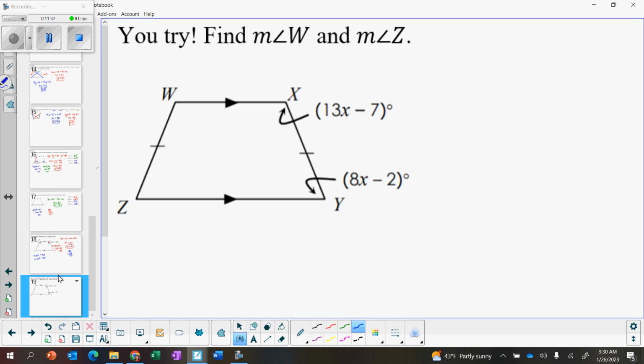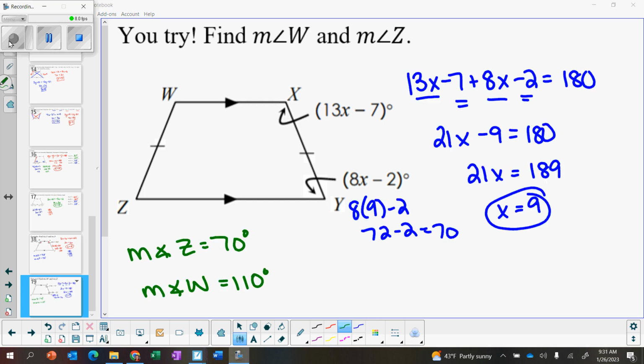So this is the last problem. Try it, pause when you're ready to see the answer, hit play. All right, so this time we were given consecutive angles, not base angles, so we add them to 180, solve to get x is 9. I plugged back into angle y. I did 8 times 9 minus 2. I got 70 degrees for angle y.